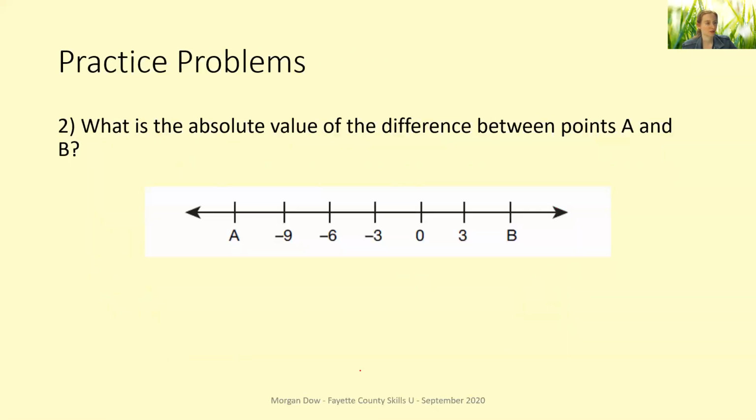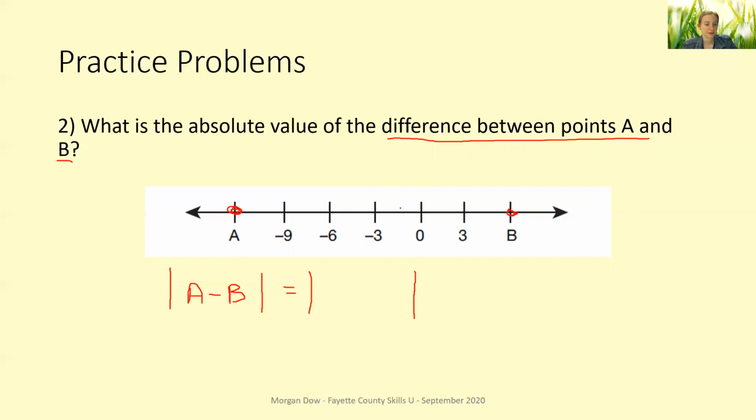All right, let's try number 2. What is the absolute value of the difference between points A and B? Okay, so absolute value of the difference between points A and B. What does difference mean? It means subtract. So we want to subtract, we want to find the difference between A and B. That means A minus B. But actually we want to take the absolute value of that. So let's figure out what A and B are first.